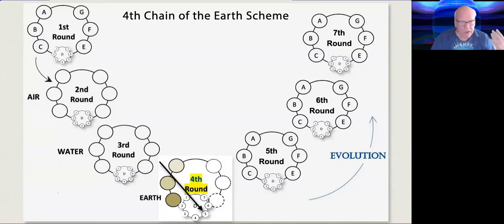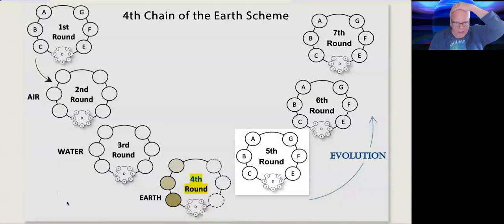So when DK says, by the time the 5th round is reached, he's referring to the next passage of the life wave through the 7 globes, right? We're in this 4th round here, or right in the middle of the 4th round. So he's referring to the entire next passage through the 7 globes.